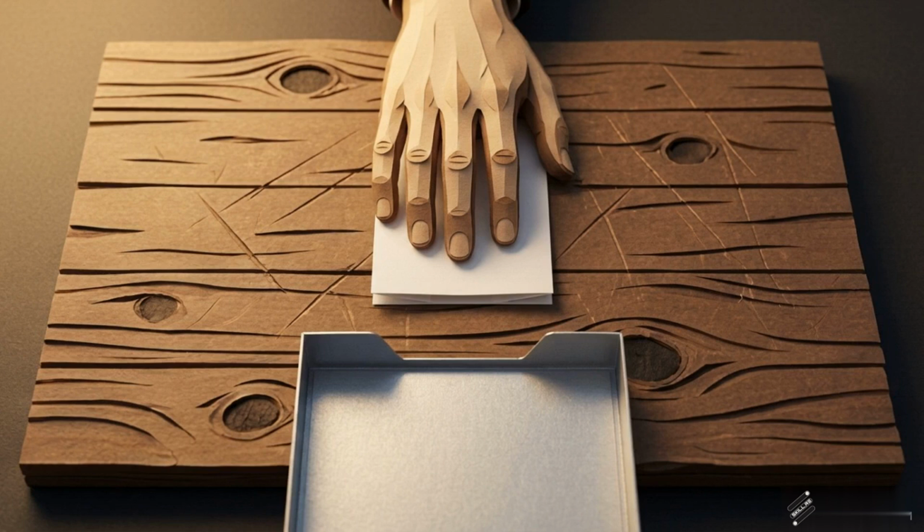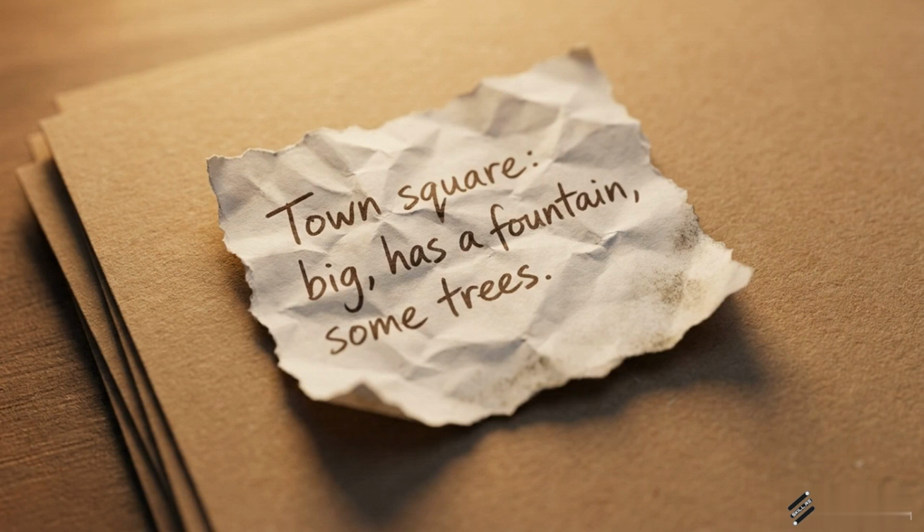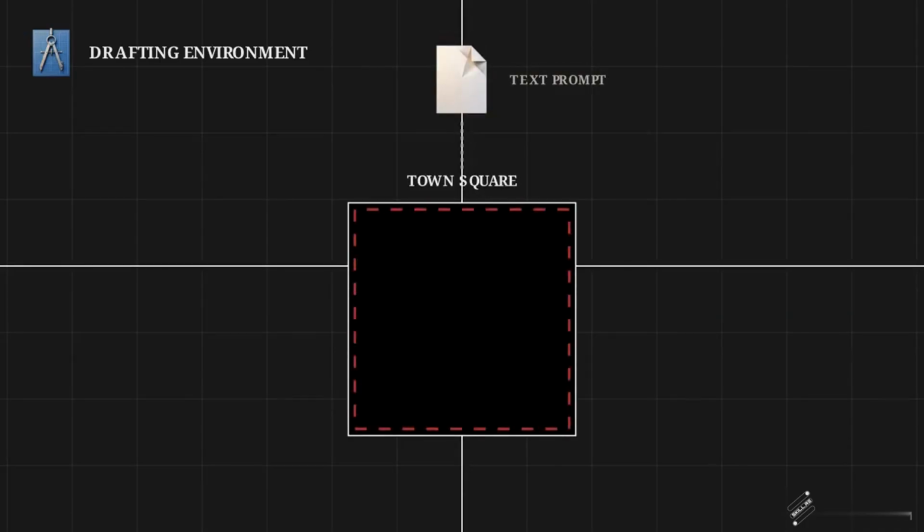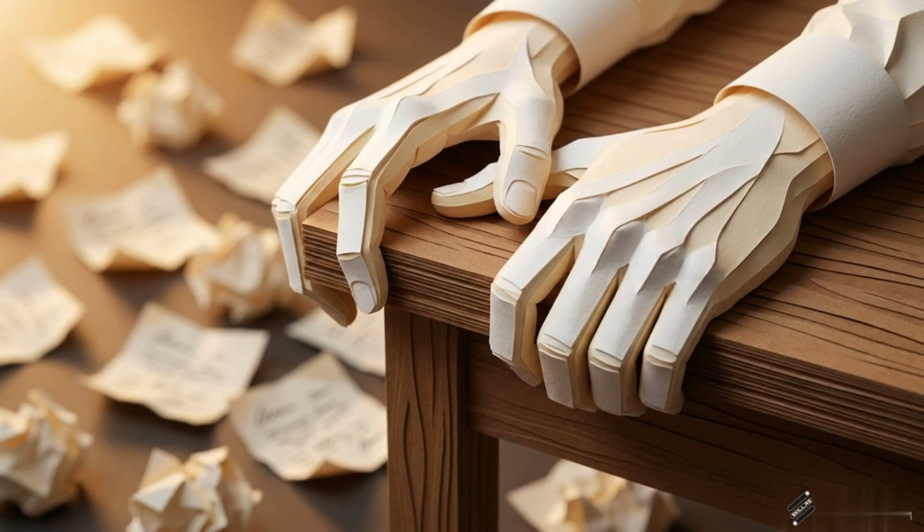At first, there was a strict rule. You could only communicate with this assistant by sliding short written notes across the wood. We call this text prompting. Look at this note. Try explaining the exact layout, atmosphere, and dimensions of an entire town square using just a few scribbled sentences. You leave out too much. It is a frustrating way to work.